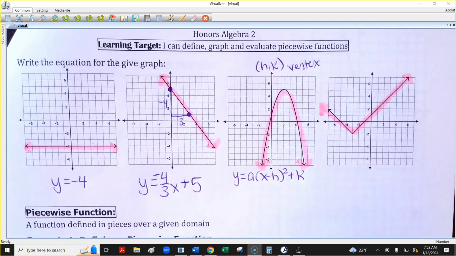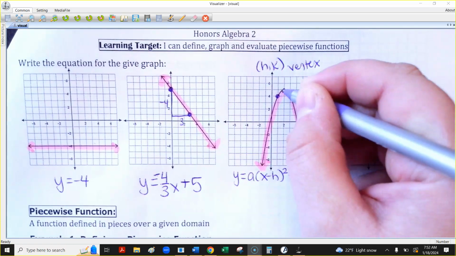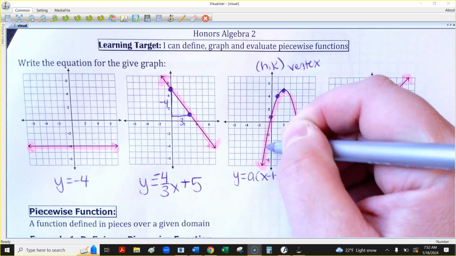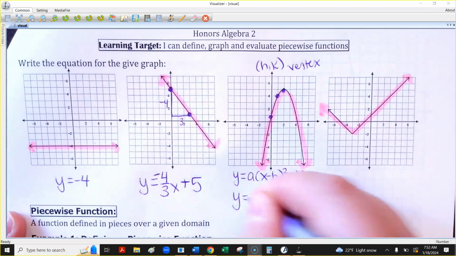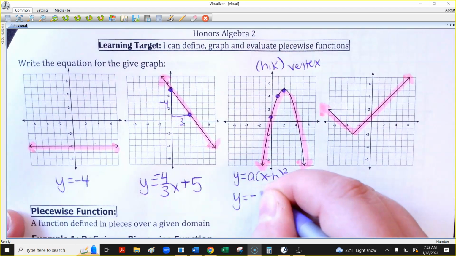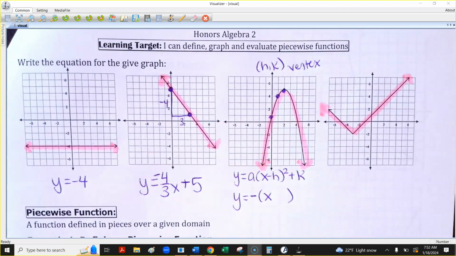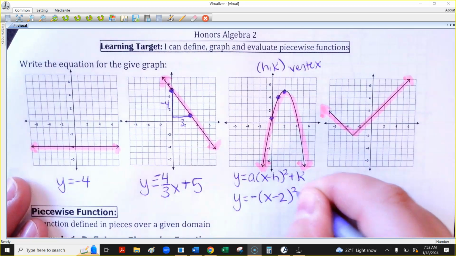But these will all follow that pattern. This will be over 1, down 1, over 1, down 3, over 1, down 5. So it follows that 1, 3, 5 pattern. All right, so since it's turned down, that a is going to be negative. Could you fill in what it would look like in the equation for the h and k? Go ahead. Perfect. -2 squared plus 5.